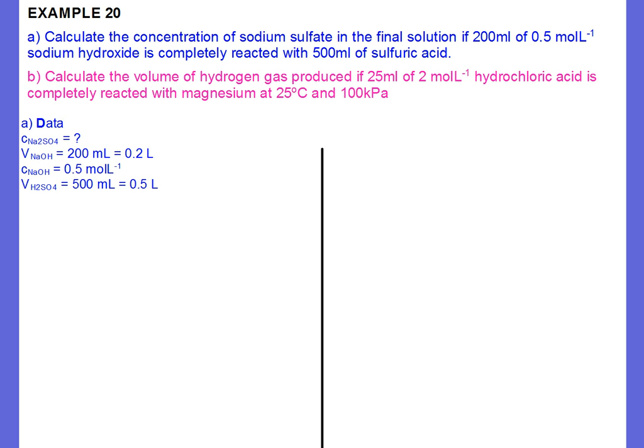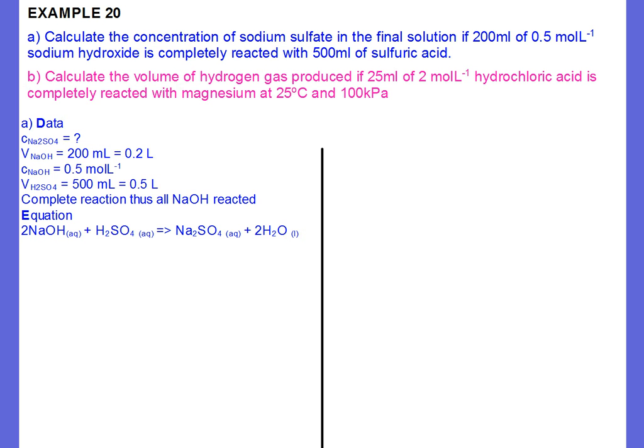So what we do now is E, the equation. Now, I've made a note here: it's a complete reaction. So it says calculate the concentration of sodium sulfate in the final solution if the sodium hydroxide is completely reacted. That means we know all the sodium hydroxide has reacted. So next thing, E for equation. See if you can write down the chemical reaction between sodium hydroxide and sulfuric acid.